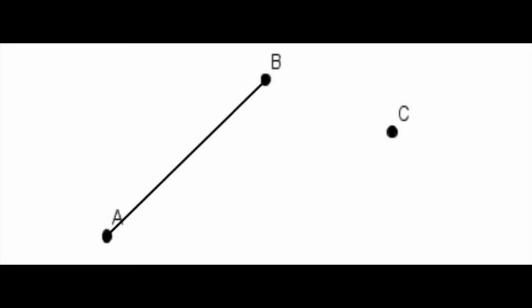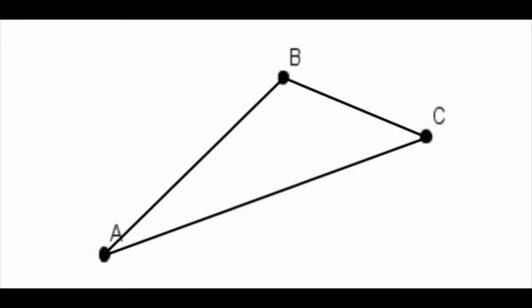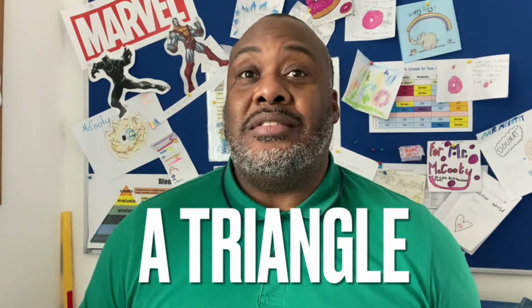Now look at this. The points here are not in a straight line. So we have points A to B, B to C, then C back to A. Now look at that. What do we have? It is, come on now, a triangle.